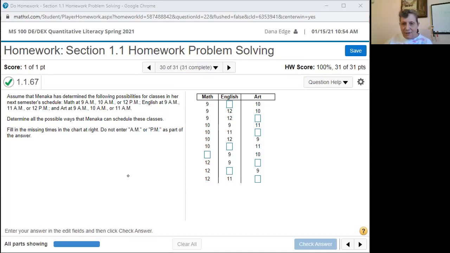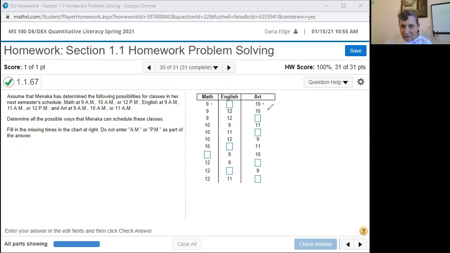Now let's look at this first row. If she takes math at 9 and art at 10, then English couldn't be at 9, that's out. It could be at 11, or it could be at 12. So there are two possibilities for taking English if math is at 9 and art is at 10. English could be at 11 or it could be at 12. How are we going to come up with the difference?